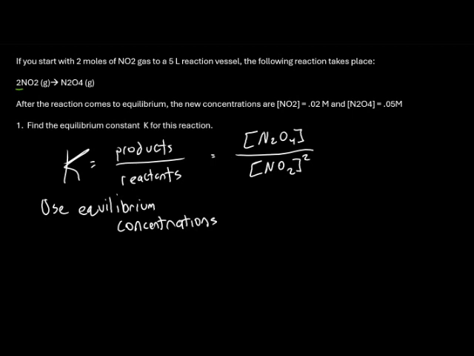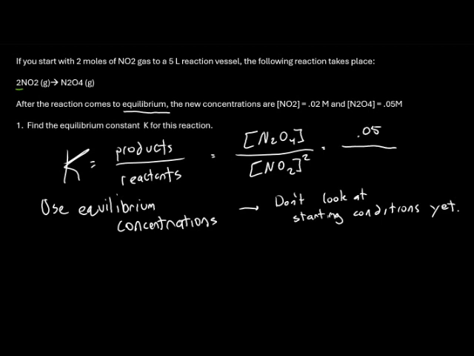Now, we place the equilibrium concentrations in each position. We are not quite looking at the information for the starting conditions yet. We're looking only at the equilibrium conditions. That is because we are doing equilibrium constant. Our concentration of N2O4 was 0.05. Our concentration of NO2 was 0.02. We'll put 0.02 on the bottom and square it. And then we can divide this in a calculator. Our answer for K will be 125.